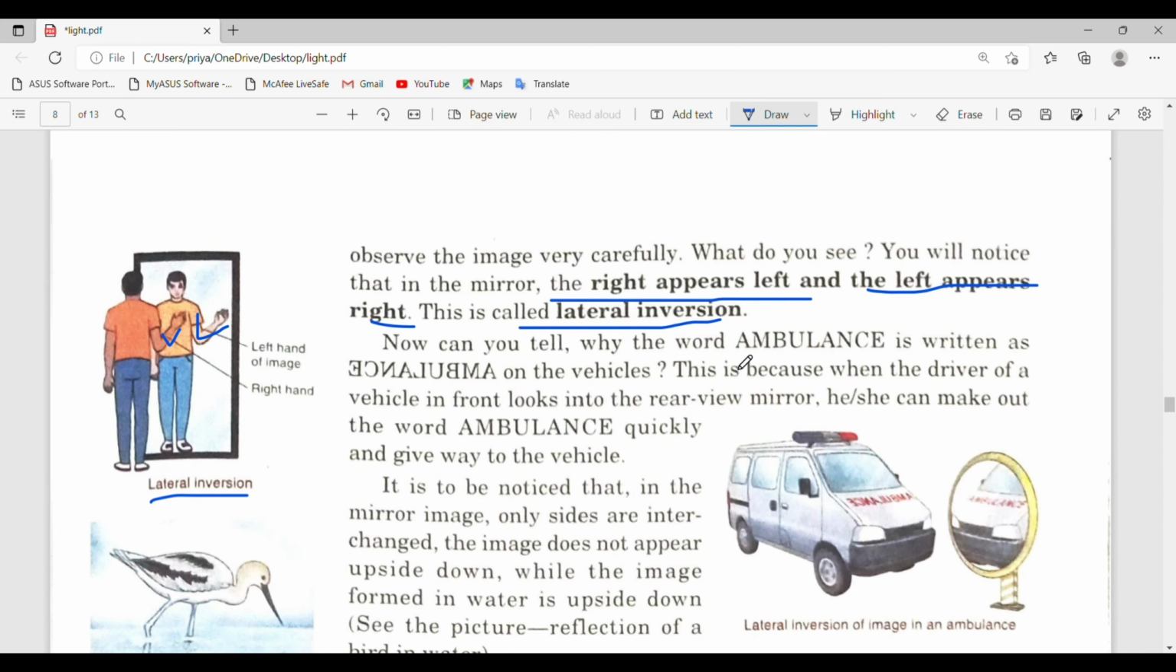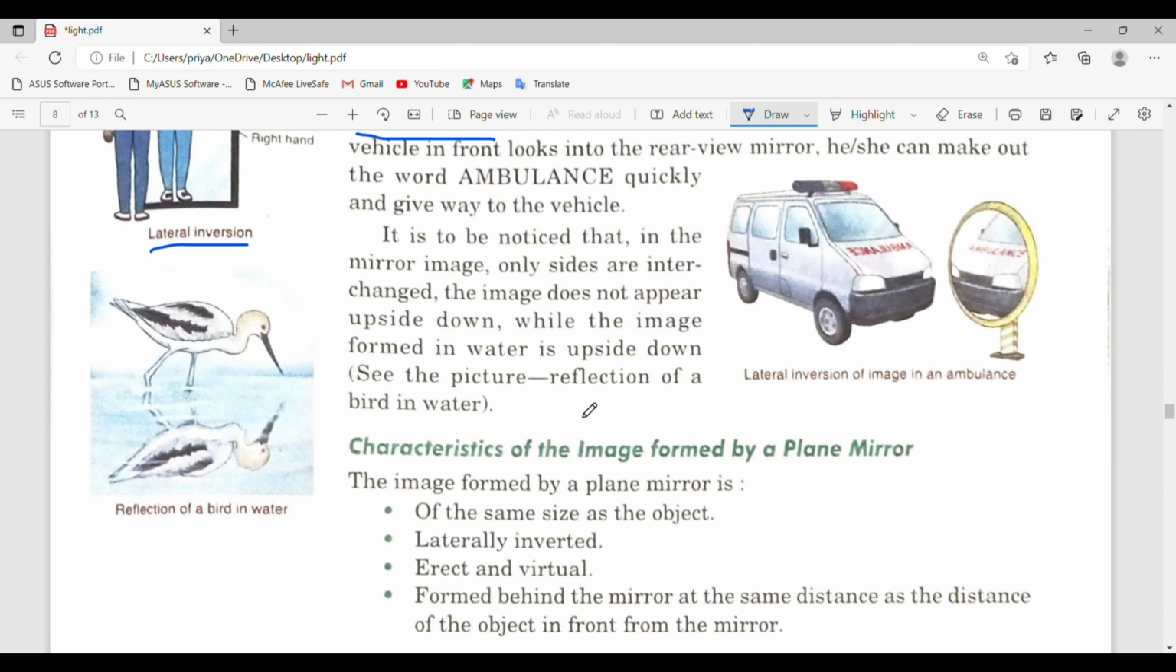Same as when we see the ambulance, you can perform the activity also on this. You can write the word ambulance on a paper and you can just see it in the mirror. What you will find is the lateral inversion of the word which is written on the paper. So this is lateral inversion.